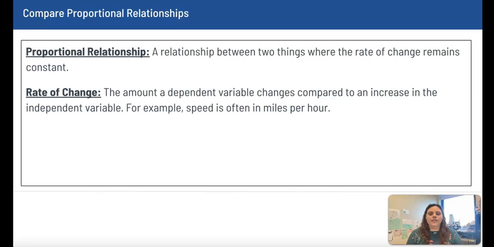To start off, a proportional relationship is a relationship between two things where the rate of change remains constant, so it's changing at a constant rate. The rate of change is the amount the dependent variable changes compared to an increase in the independent variable. For example, speed is often in miles per hour. So speed is a proportional relationship where the miles per hour that you're driving and the time determines how many total miles you go.